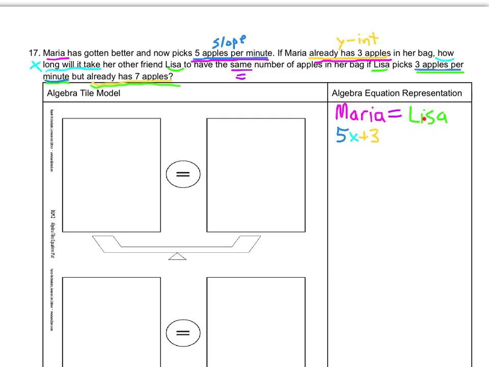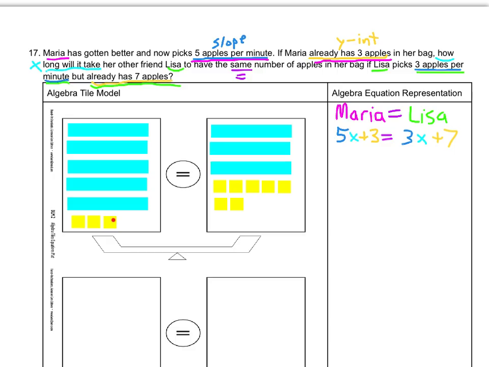So, write Lisa's equation side. We get 3x plus 7. So Maria is 5x plus 3. Lisa is 3x plus 7. We want to find when those two are the same number of apples in their bag. Try to set up the algebra tile model. We have 5 x's and 3 1's is equal to 3 x's and 7 1's. Now we've set up our equation. Can you solve it? Let's try it. Literally pause the video and see if you can get the answer.